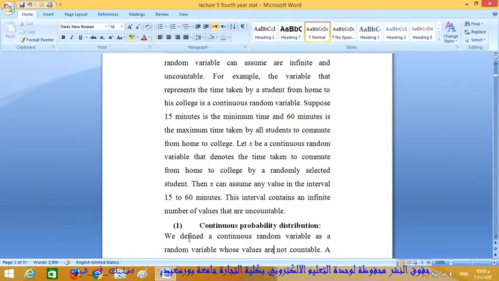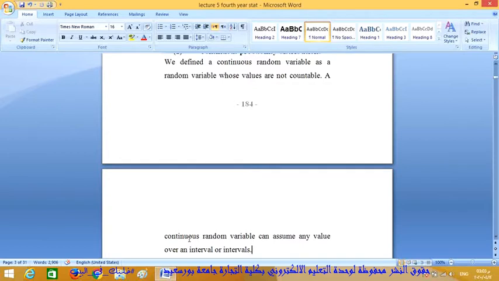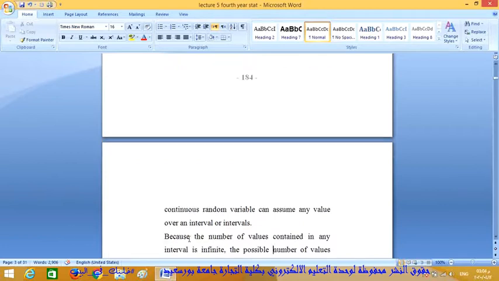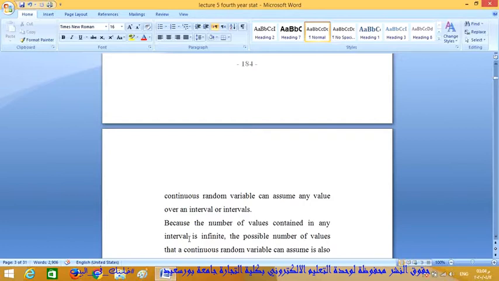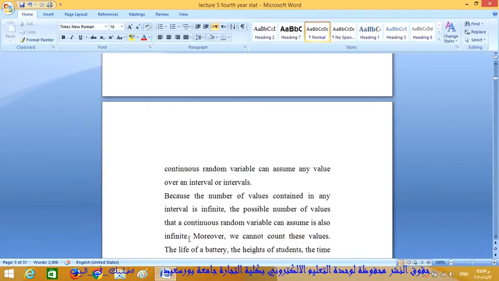Continuous probability distribution. We defined a continuous random variable as a random variable whose values are not countable, as we said before. A continuous random variable can assume any value over an interval or some intervals, as we explained. Because the number of values contained in any interval is infinite, the possible number of values that a continuous random variable can assume is also infinite. Moreover, we cannot count these values.